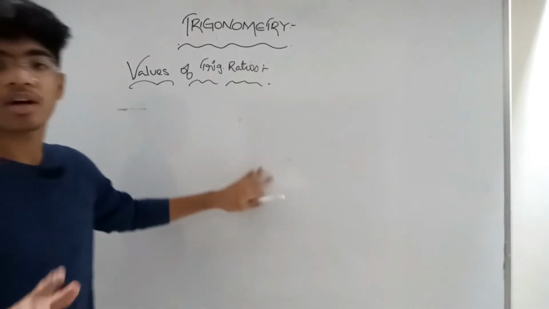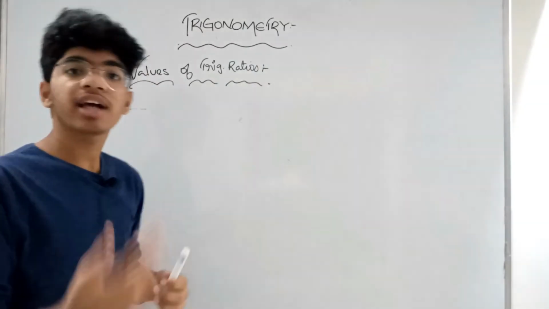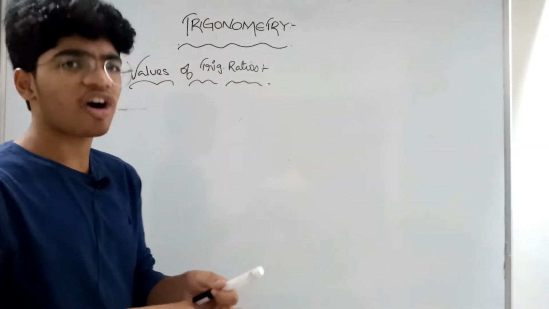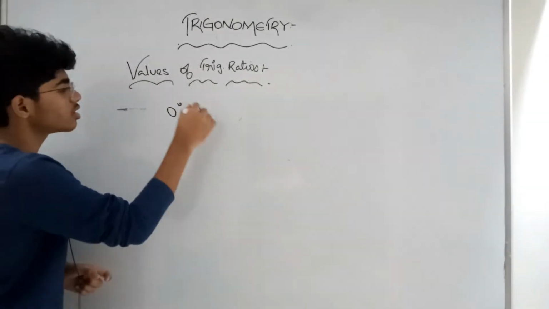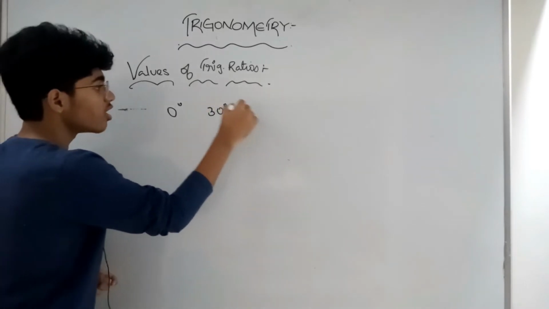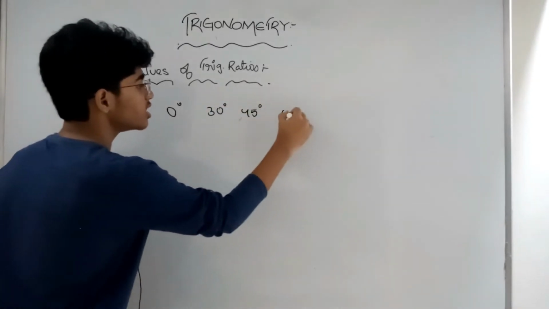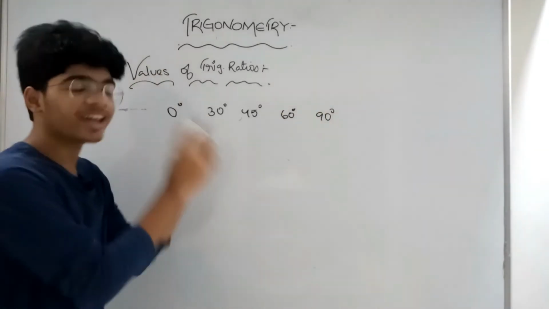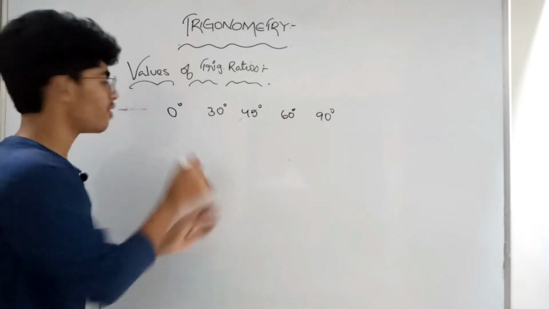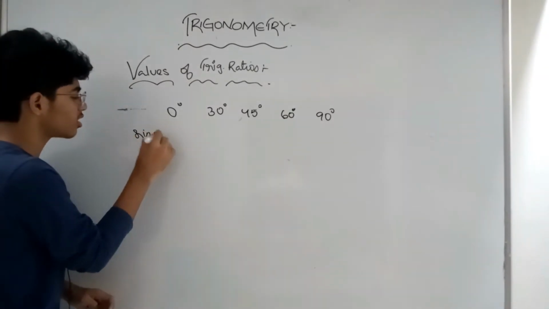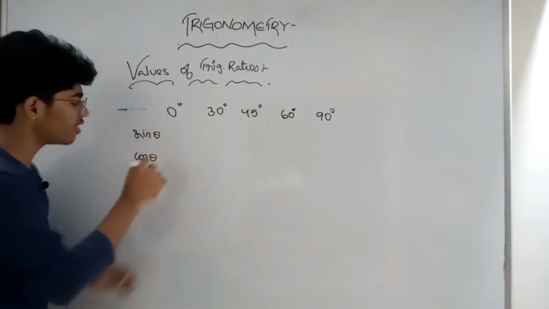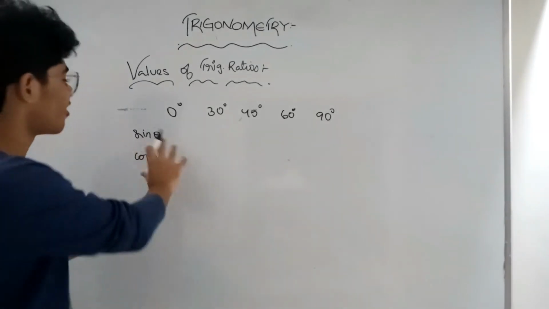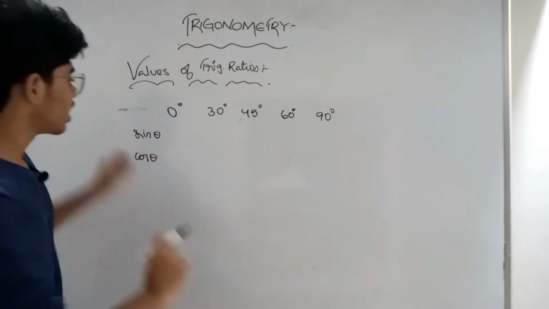We are going to be only memorizing the values of only sine theta and cos theta, of only 0 degrees, 30 degrees, 45 degrees, 60 degrees, and 90 degrees. Only these 5 of only sine theta and cos theta, and everything else will be derived from sine theta and cos theta as well. So we're going to be starting.